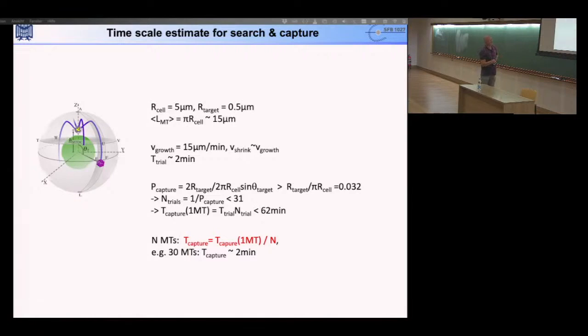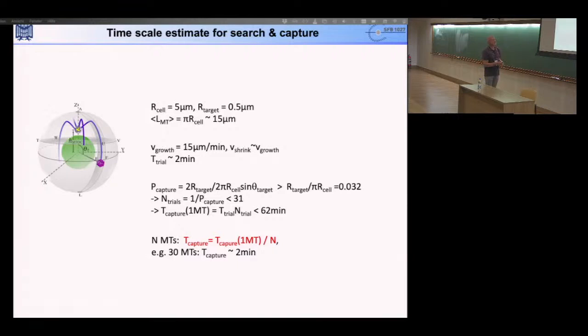So with that information, the minimum ratio between the size of the target and the length of the segment which you can potentially hit gives you the number of trials that you on average have to do in order to hit it with a probability of order 1. And that gives you, with this trial time, the capture time. For one microtubule, it's smaller than an hour.